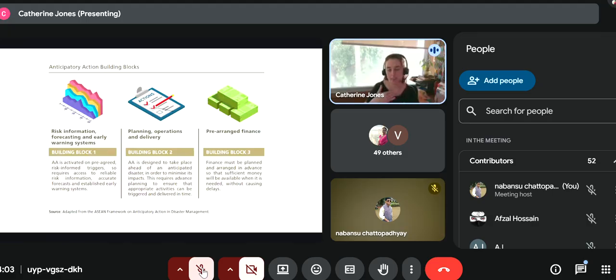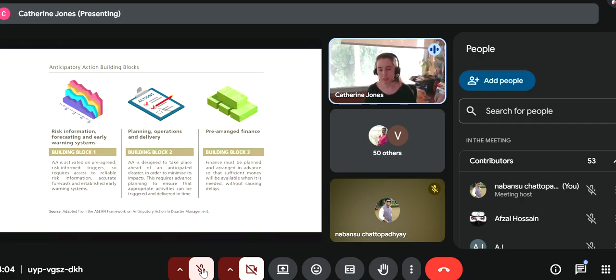The second pillar is about the planning, the operations. What do we do once we have that alert? Transforming that into action that protects and mitigates from the shock as much as we can. And then the third pillar is about financing. How do we pay for all of this? How do we ensure that what we want to protect and mitigate can actually come into play and can be paid for? Now, I'm going to be focusing a bit more on building block 2 and 3, as Erkin has very much done a deep dive into building block 1 for Papua New Guinea.